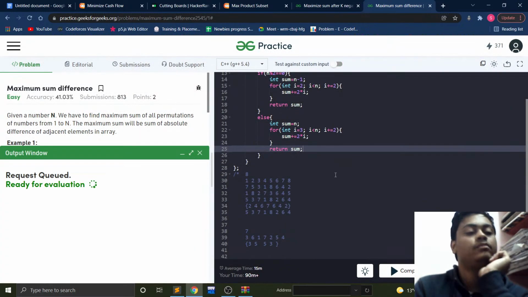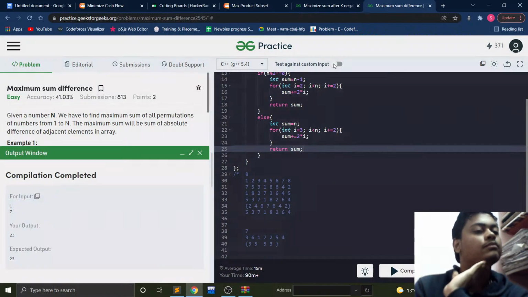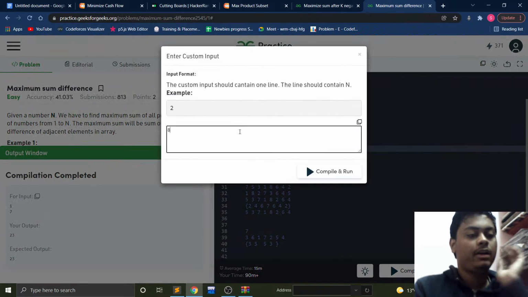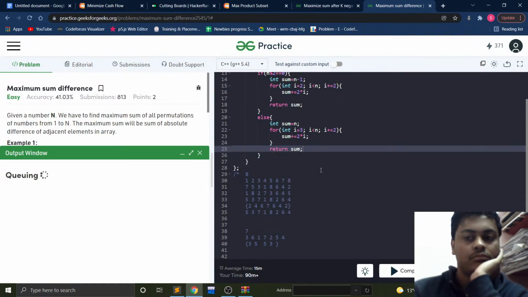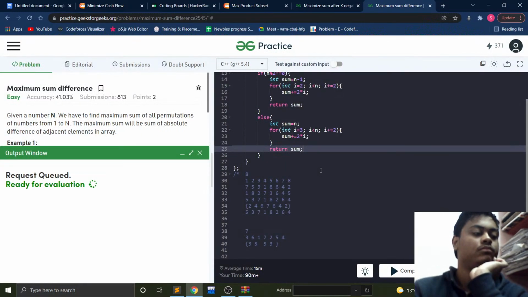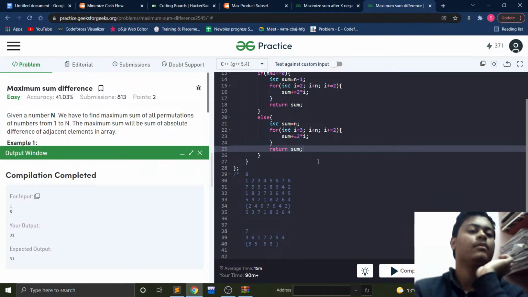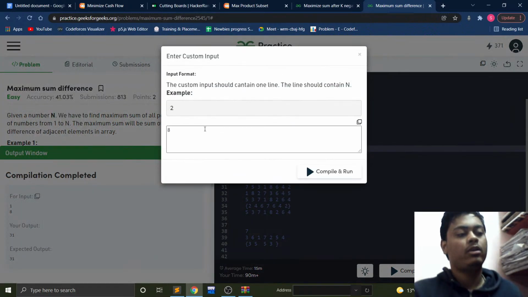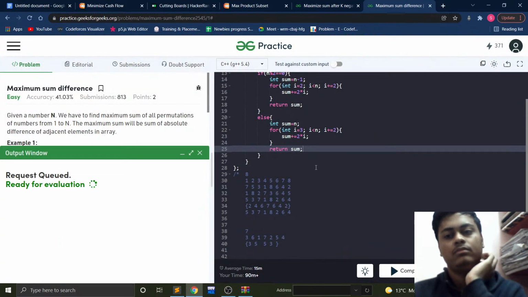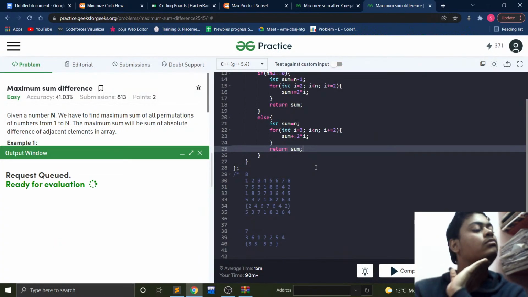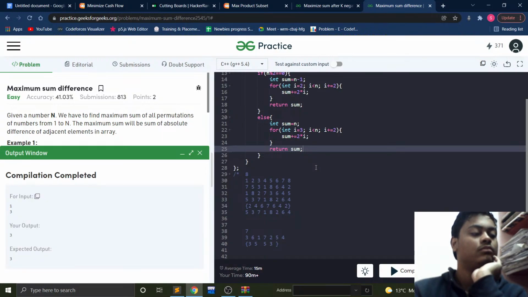For 7, 23. For 8, 31, right? Let's check for smaller values like 2, and for 3. 3, correct. Let's submit this now.